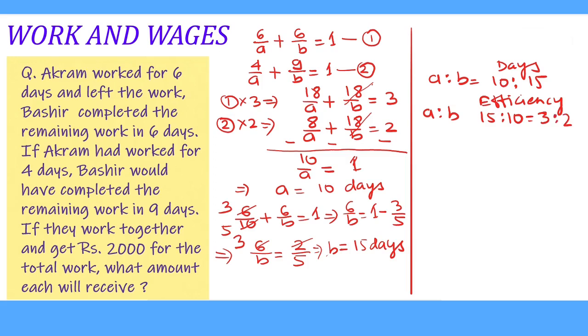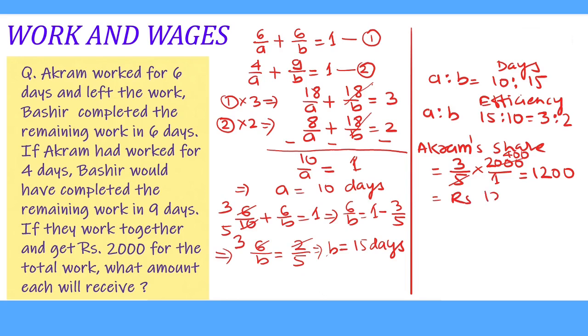And if they work together, then the money will be distributed in the ratio of 3 ratio 2. So Akram's share equal to 3 upon 5, since 3 plus 2 is 5. So Akram's share will be 3 upon 5 multiplied by 2000. 5 cancels 2000 for 400 times. So 400 multiplied by 3 is 1200. And that will be the share of Akram, equal to rupees 1200.